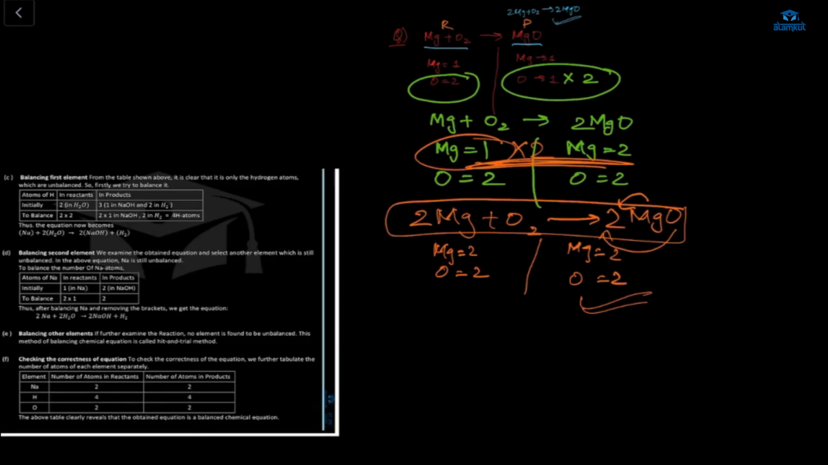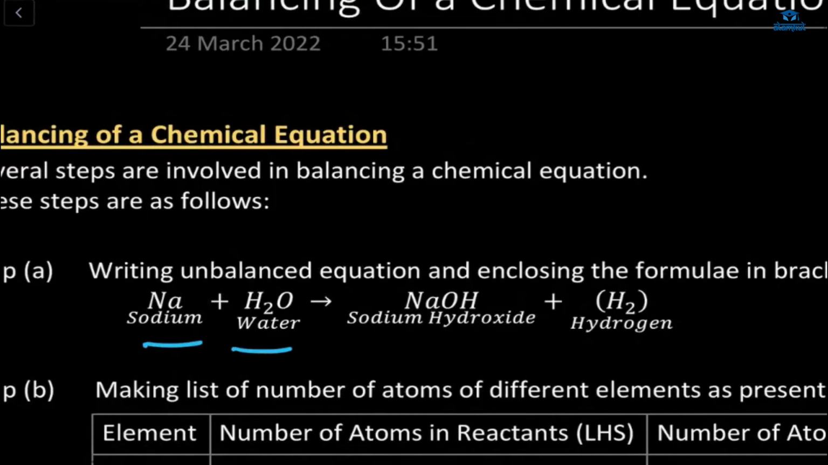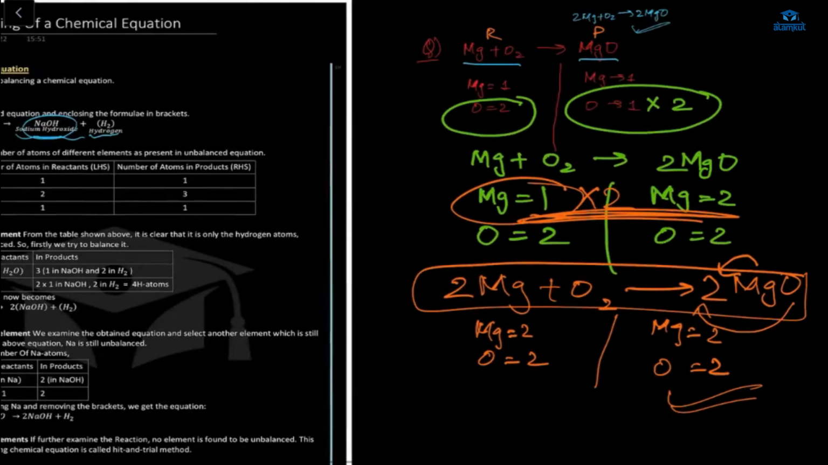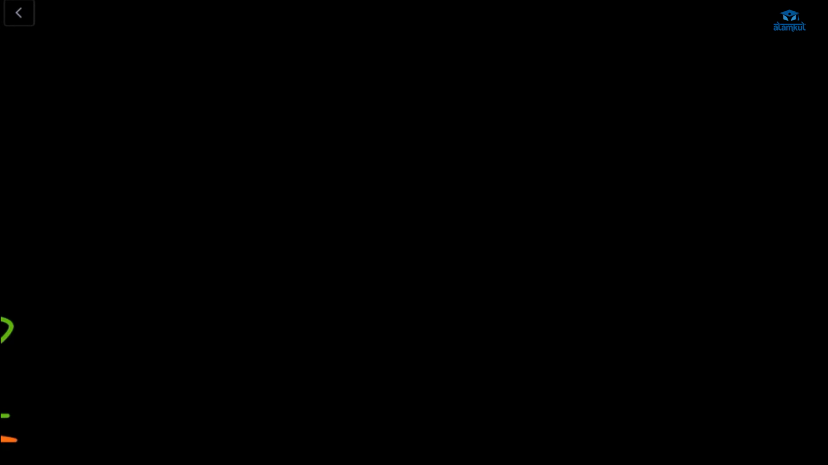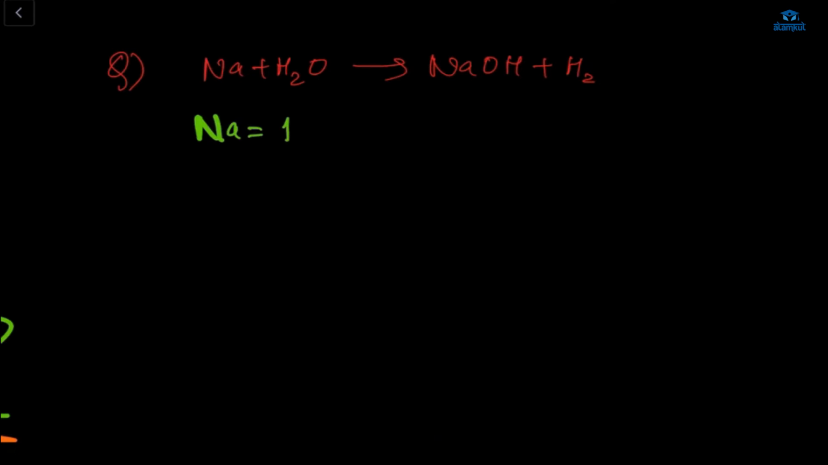Correct. Now, next question. See, this is my next question. Na plus H2O giving NaOH, means sodium hydroxide, plus H2, hydrogen. This equation is not balanced. We have to make it balanced. So it's Na plus H2O giving NaOH plus H2. So here Na is what, Navya? Na is 1, right? H is 2 and O is also 1.